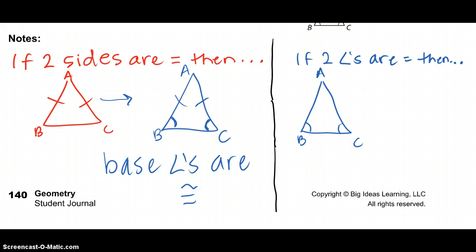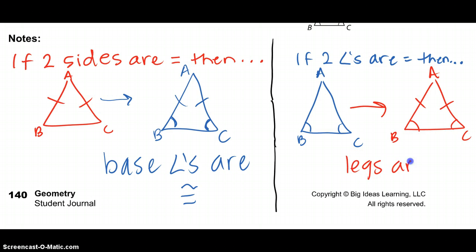And the converse of that, which is another theorem: if you have two angles that are equal, then what happens is the sides are congruent. So I'm going to redraw my picture again and then mark that since my base angles are congruent, then my legs are congruent also.